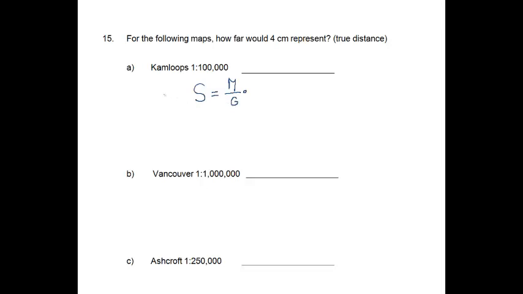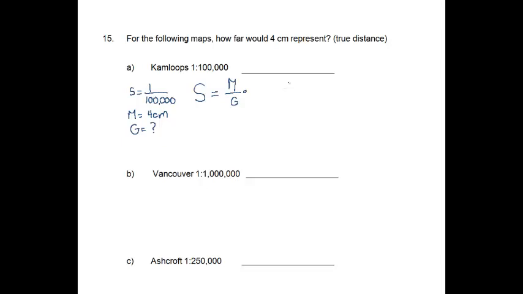Let's take a look at what we have been given. We know that scale equals 1 over 100,000. That is given to us in that question. And we know that the map distance that we have to figure out is 4 centimeters. And really what the question is asking us, when they say how far would 4 centimeters represent, it's asking us what is the ground distance. So we don't know what that is. If I plug this all into my SMOG equation, scale equals map over ground, I get the following.